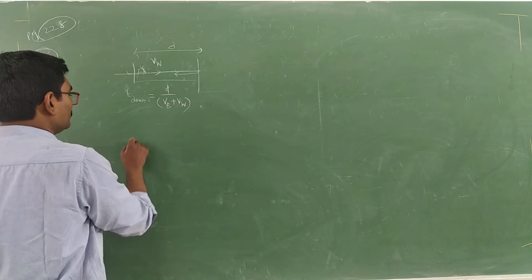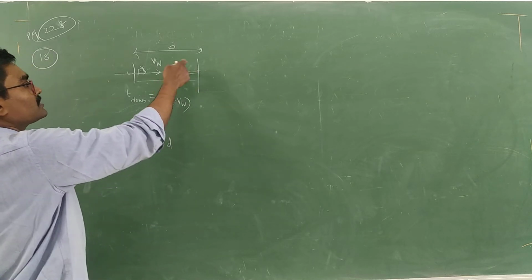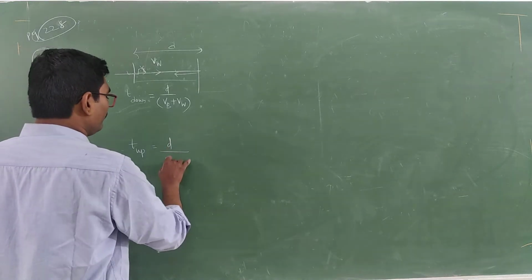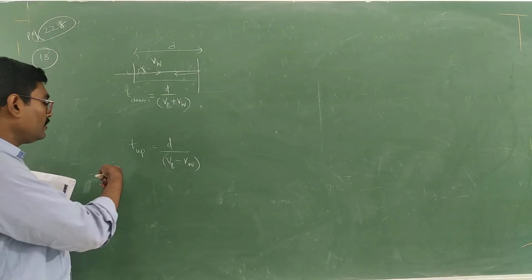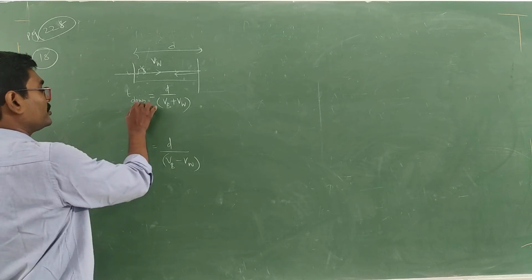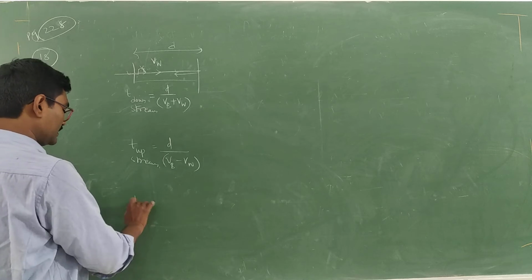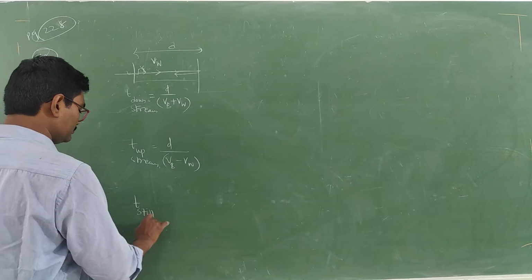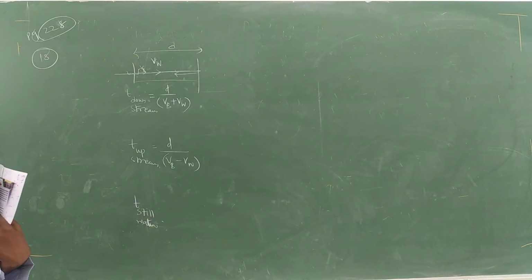Next, time for upstream. The same distance in the opposite direction. The boat must have more speed than the water; then only the boat can travel the distance. So that means d by Vb minus Vw. Now this is the time taken for downstream and upstream. Now what are they asking? Time taken in still water. Still water means d by Vb, since the water speed is 0. You take only the boat speed.